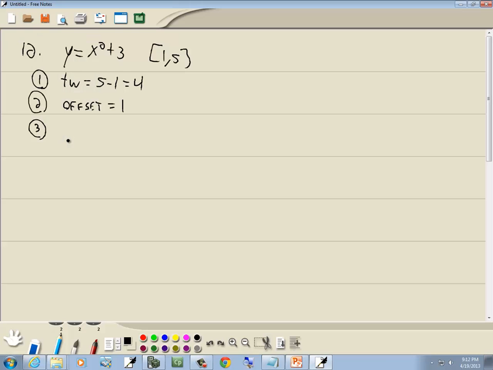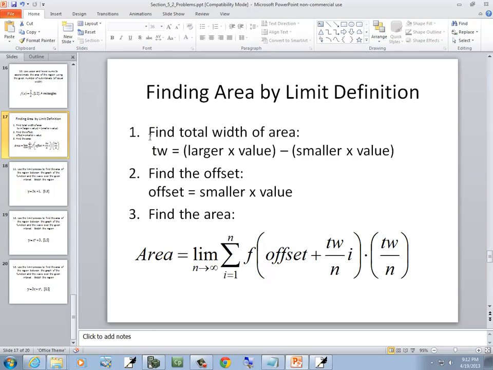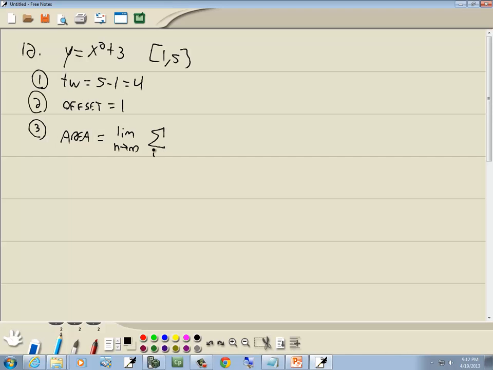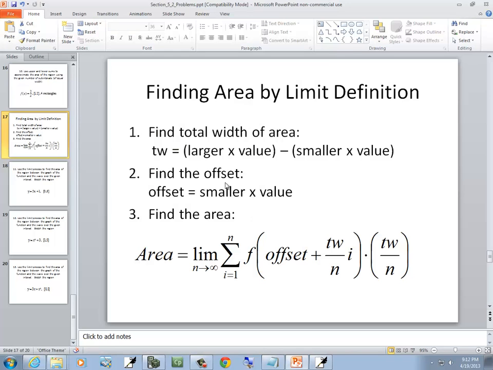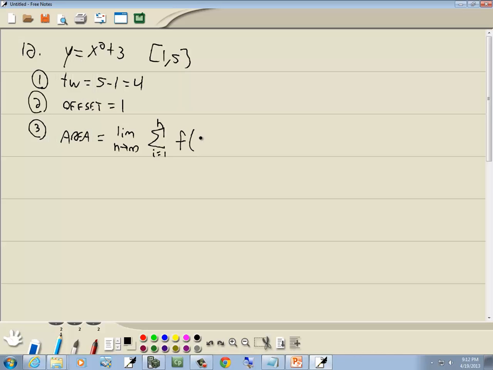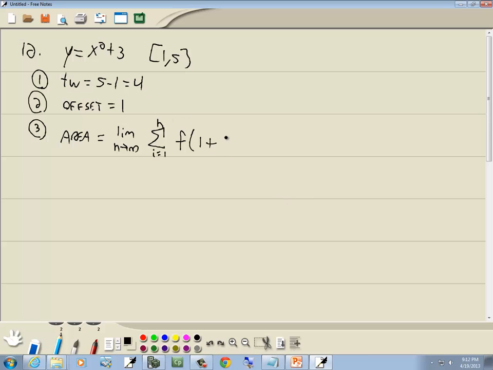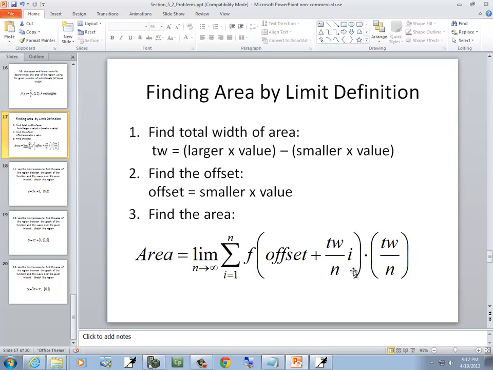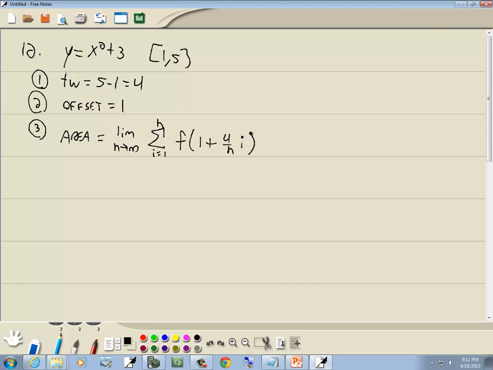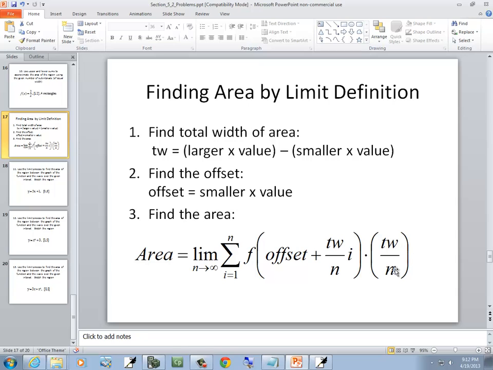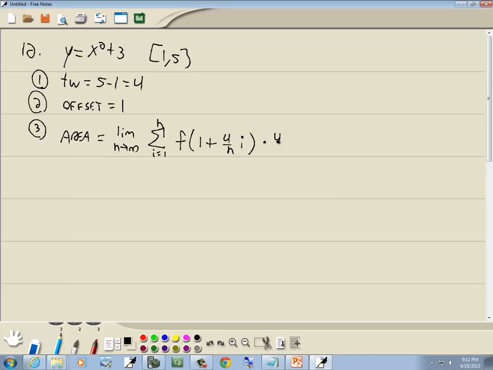Now step 3, find our area. It's going to equal the limit as n goes to infinity of summation i equals 1 to n of f of the offset, which was 1, plus TW, which is 4, over n times i, times TW over n, so 4 over n.